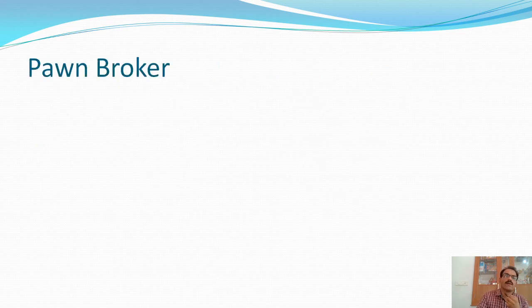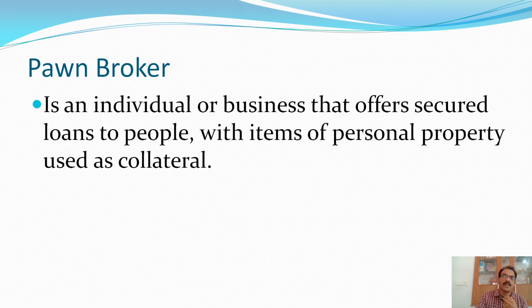Now, pawnbroker. Who is a pawnbroker? A pawnbroker is an individual or business that offers secured loans to people, with items of personal property used as collateral. So a pawnbroker may be either an individual or business organization that offers secured loans to people against items of personal property. What is the type of security given here? Personal property is used as collateral security.